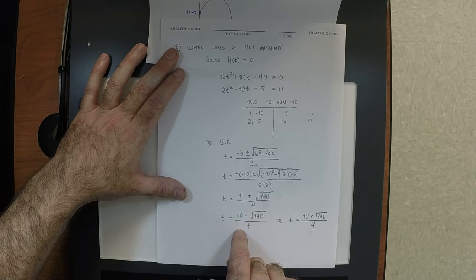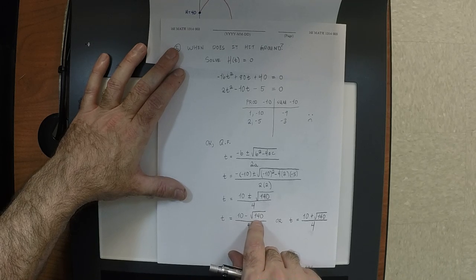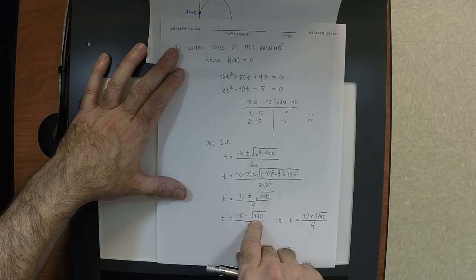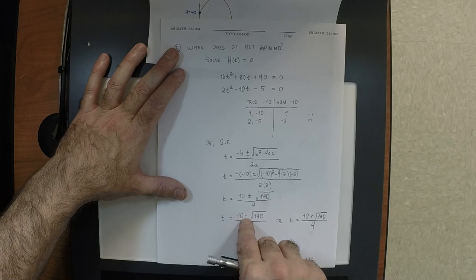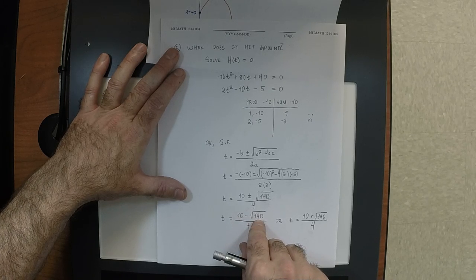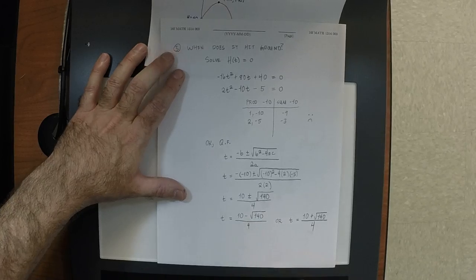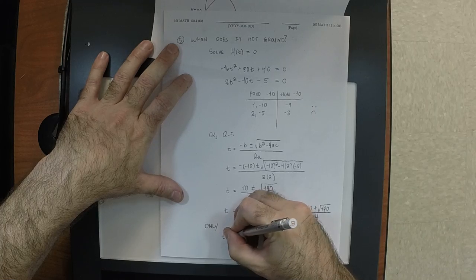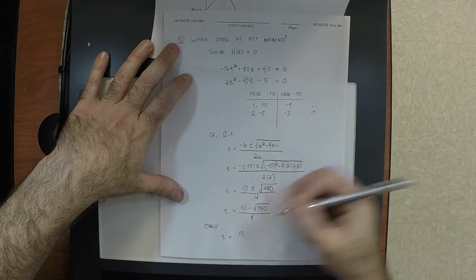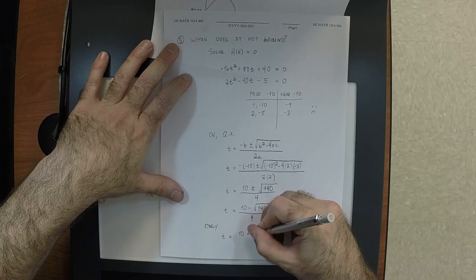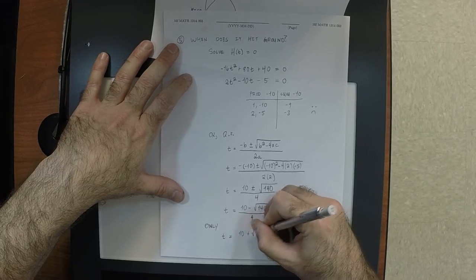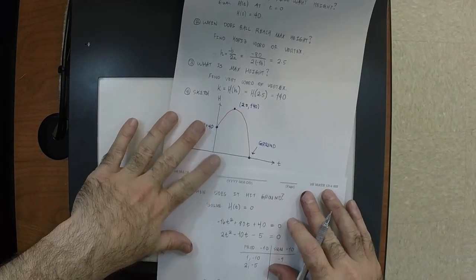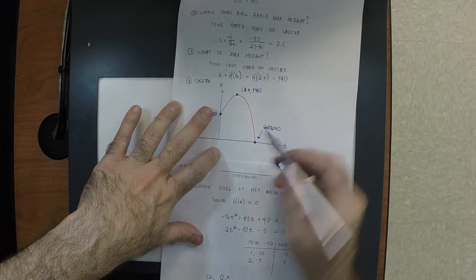Because 10 minus 11 would make it negative. Right. So 140, that's bigger than 100. So the square root of 140 is bigger than 10. So this is 10 minus something bigger than 10. So this is negative. So the only answer is the positive one, 10 plus square root 140 over 4. So if we go back to the drawing, what's this? What is this right here?